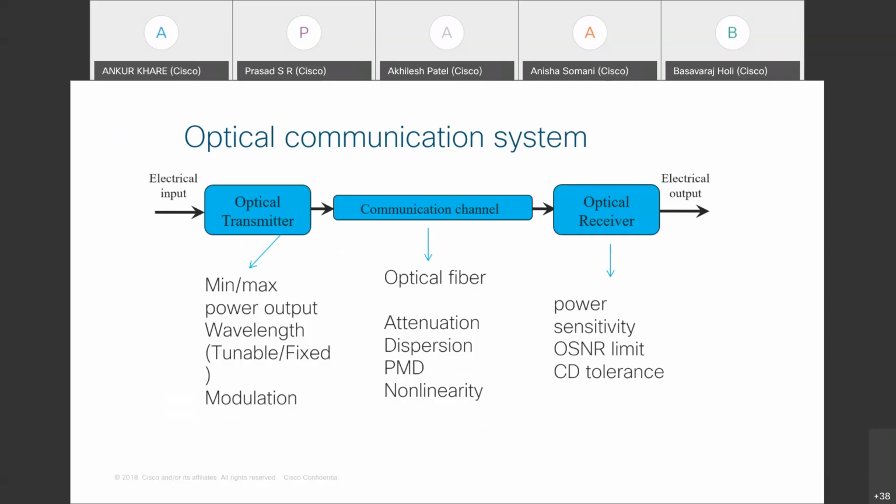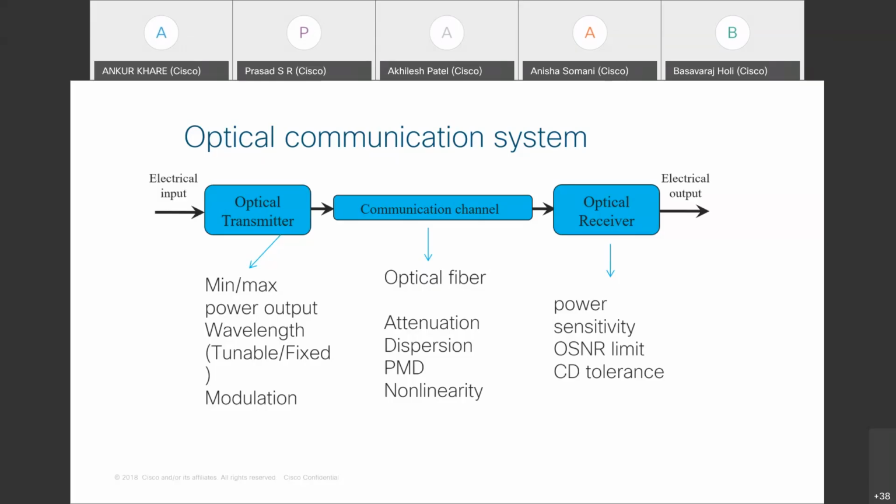Okay. So when we talk about an optical communication system, there are three things. One is the transmitter, another is the communication channel, and the third one is the optical receiver. On the transmitter side, we have to take care of three things: our output power, min and max output power; second, what wavelength we are carrying; third, the modulation type, so what kind of modulation scheme I'm using from the transmitter.